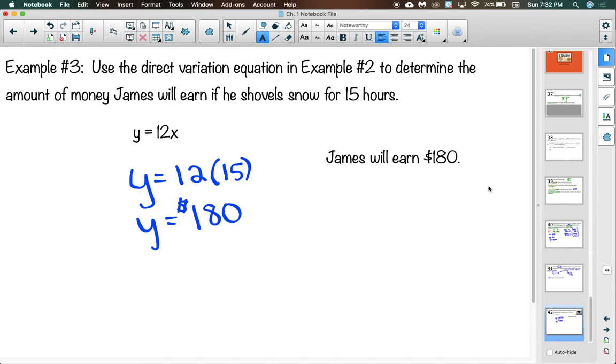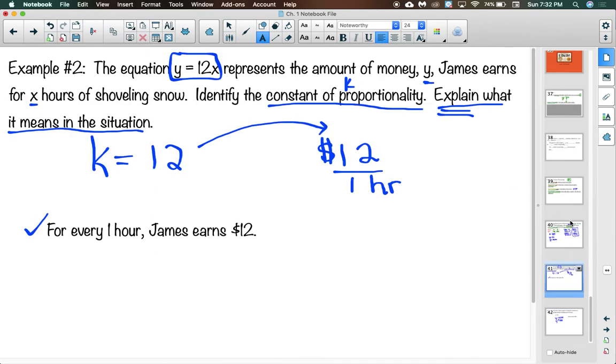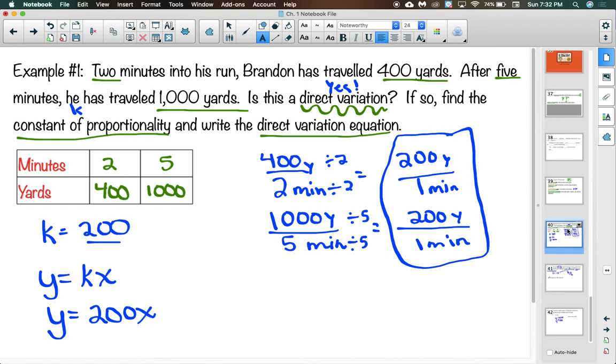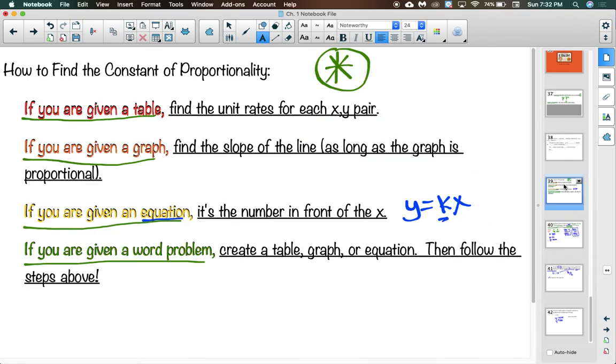That's it. That's all. Students get really bent out of shape over direct variation because of the vocab. Please don't. Pay attention to this slide right here. This is the key. It tells you how to solve for the constant of proportionality, no matter which type of problem they give you. If it asks, is this a direct variation? All you have to do is figure out if it's proportional or not. So you have all the tools in your toolbox right now, guys. All you have to do is put them all together to finish up this chapter.